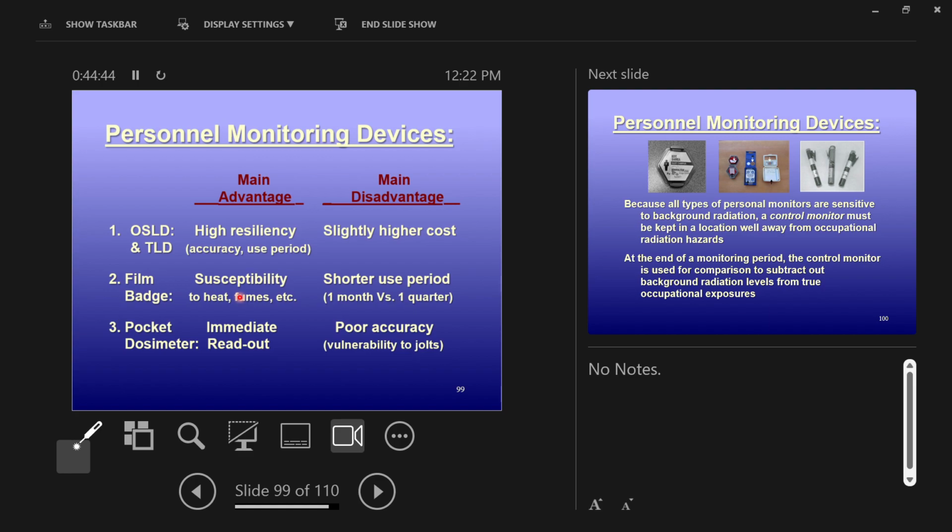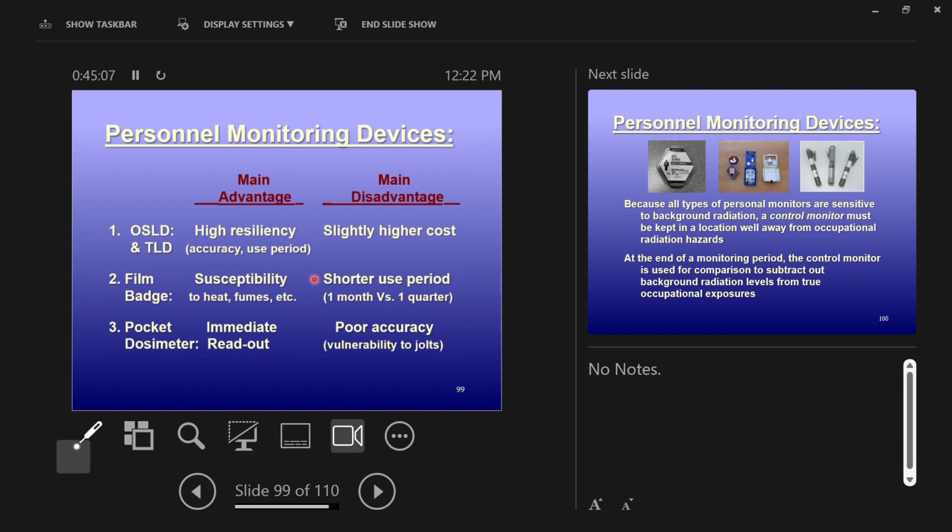You're going to go through more of them, but as long as they're significantly cheaper, then it becomes an advantage. But susceptibility is not, from my point of view, an advantage. Their main disadvantage is short use periods. 1 month is a short period of time. Months pass very, very quickly, right? Quicker than you think they do.